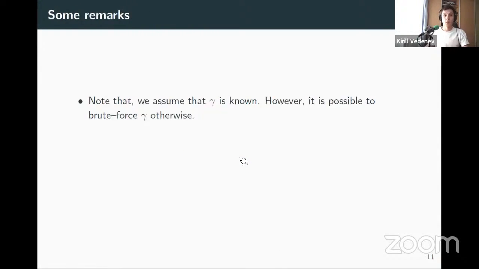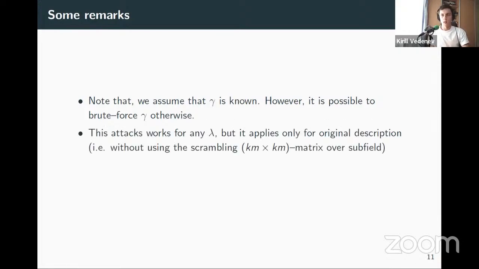And some remarks. First, we assume that gamma is known. The primitive root gamma is known. However, if it is not known, it is no problem to brute force over all the possible gammas. And also, we note that this attack works for any lambda. But this attack applies only for the original description proposed in the paper.